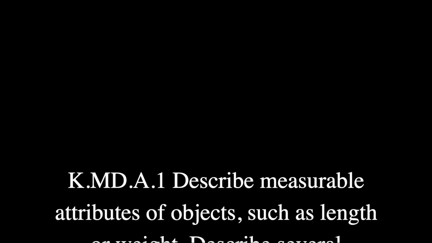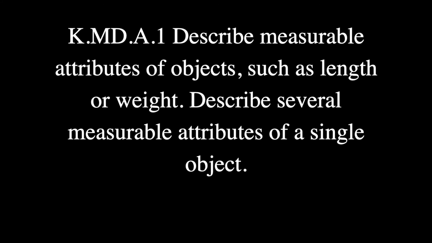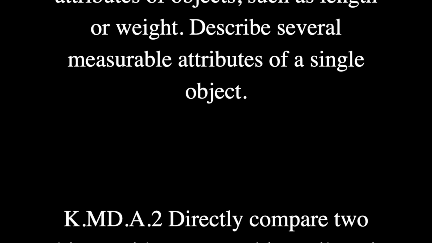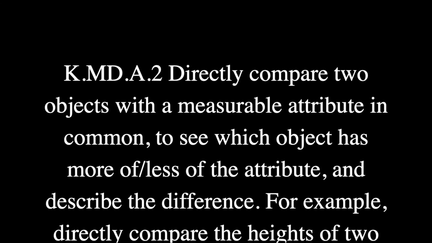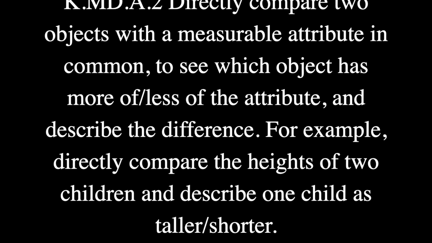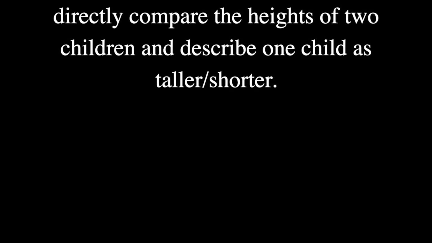A budget. So the standards I'll be going over today are KMDA1, which is describe measurable attributes of objects such as length or weight, describe several measurable attributes of a single object. KMDA2 is directly compare two objects with a measurable attribute in common to see which object has more or less of the attribute and describe the difference. For example, directly compare the heights of two children and describe one child as taller.